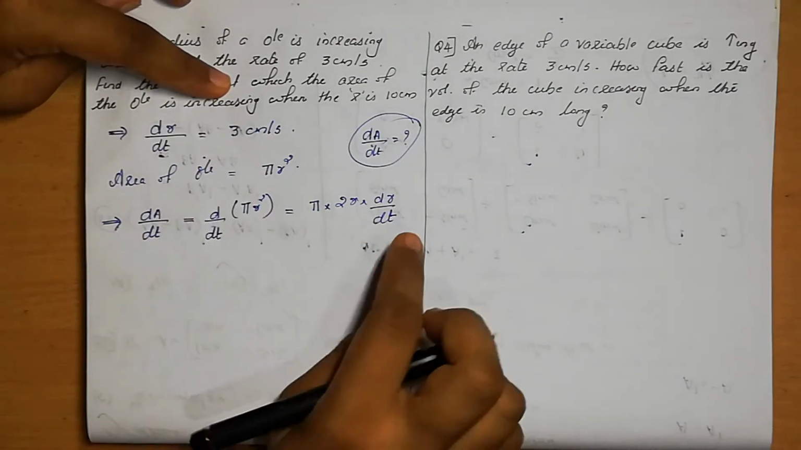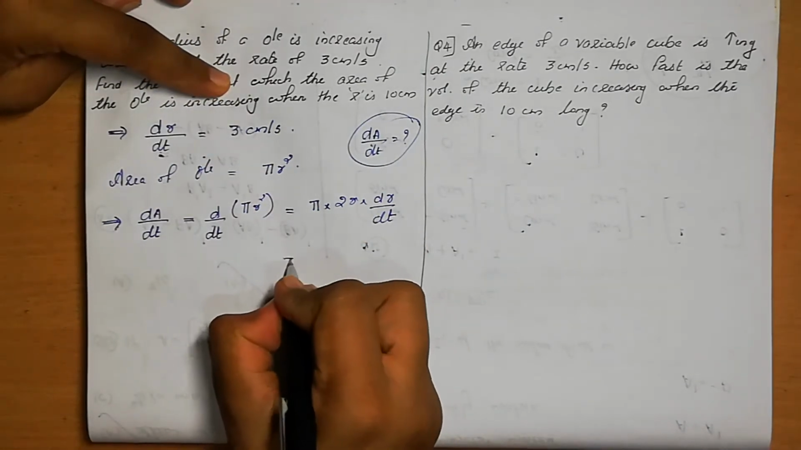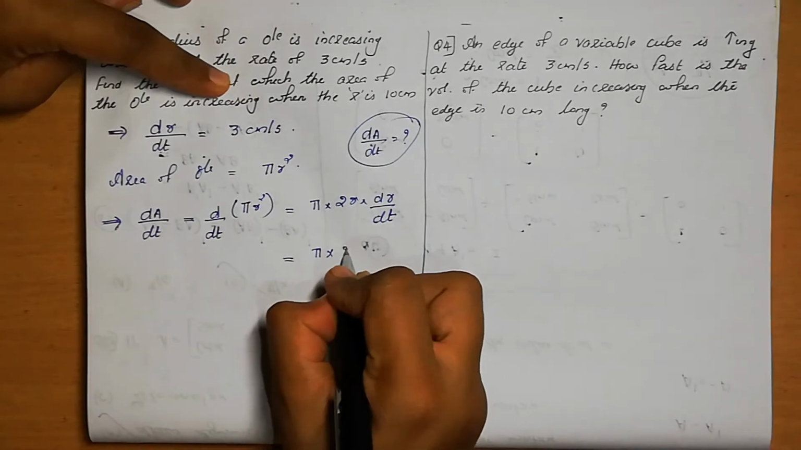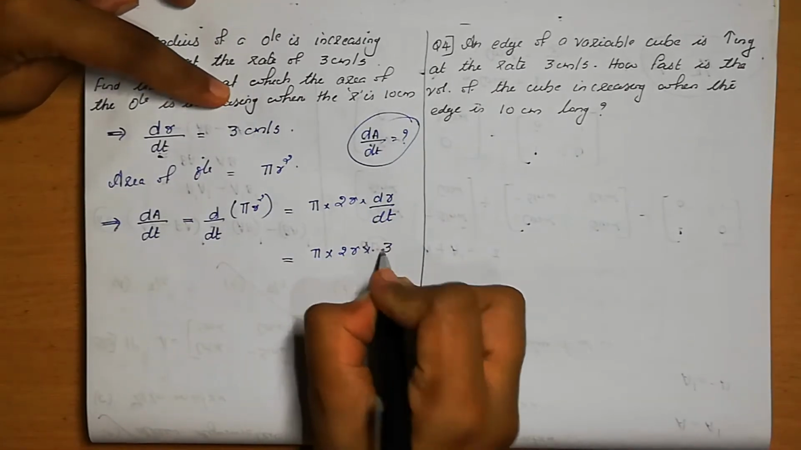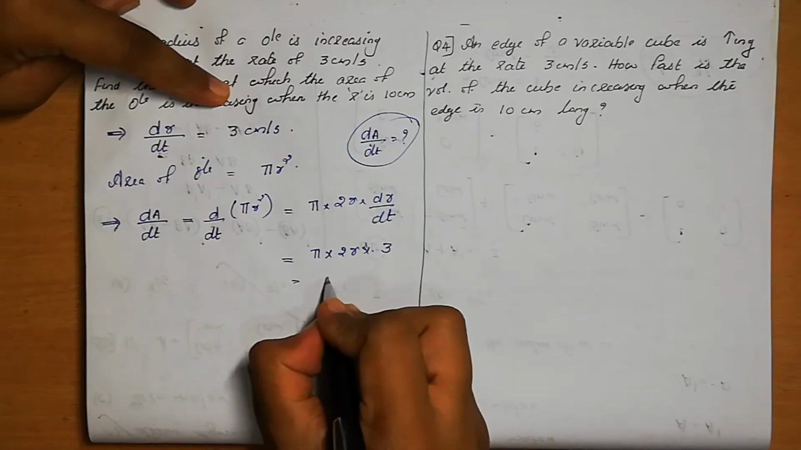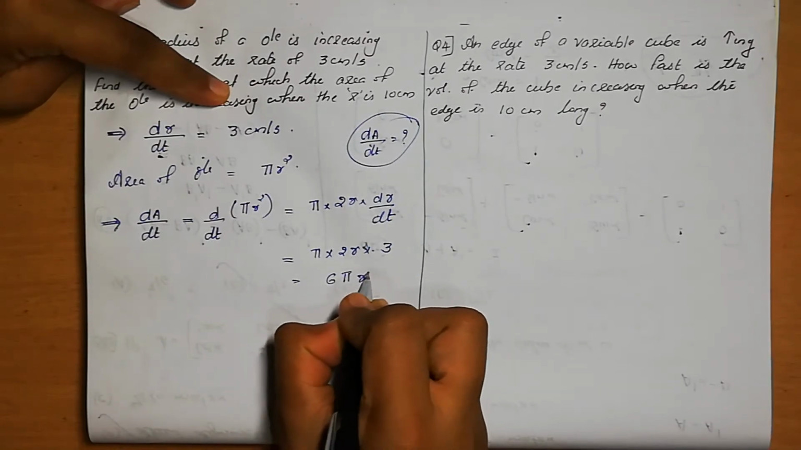dr by dt is 3. We can substitute over here. That means pi into 2r into dr by dt is 3. So how much will we get? 3 into 2 is 6, so we get 6 pi r, correct?